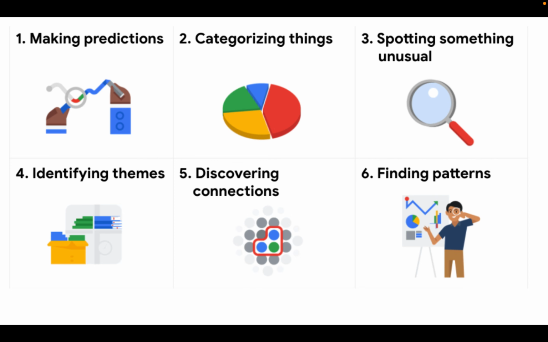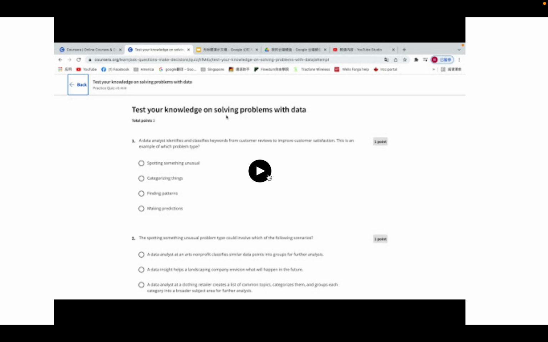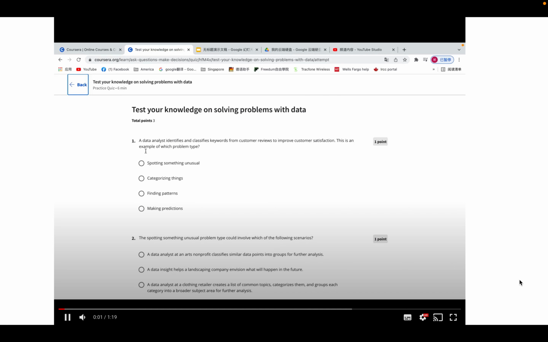Alright, it's normal if you feel confused. I feel confused too. I just cannot memorize them. So let's look at the next. Alright, let's take a quiz to help you review those terms and have a deeper understanding. Solving problems with data.